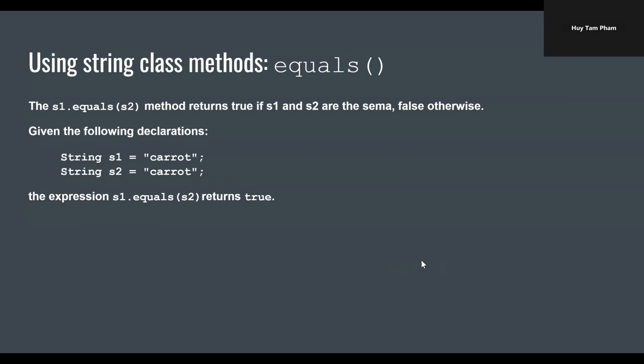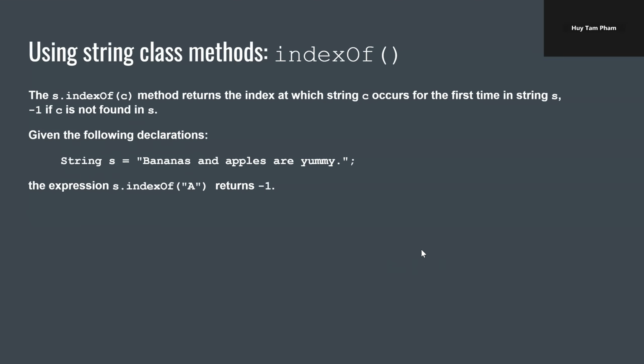We can move on to our next method that is called indexOf. indexOf is also quite intuitive. So s.indexOf(c) returns the index at which string c occurs for the first time in string s, and -1 if the string c is not found in s. So given the following declaration, can you explain to me why the expression is gonna return -1?